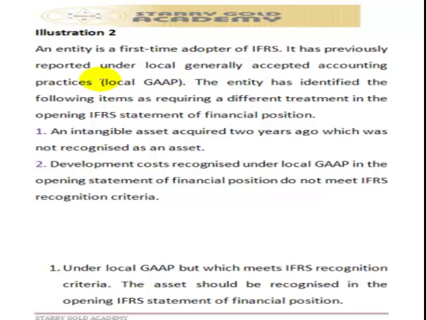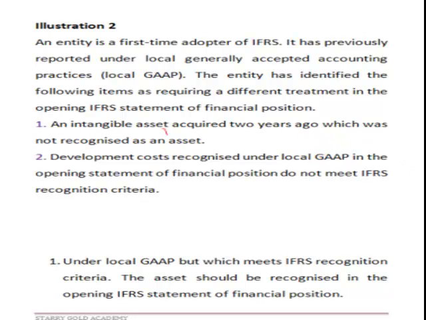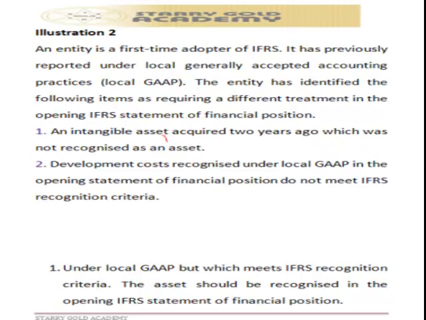An entity is a first-time adopter of IFRS. It has previously reported under local generally acceptable accounting practice, local GAAP. Then, the entity has identified the following items as requiring a different treatment in the opening IFRS statement of financial position. The first thing is this: an intangible asset acquired 2 years ago, which was not recognized as an asset. Now, this is the first question.